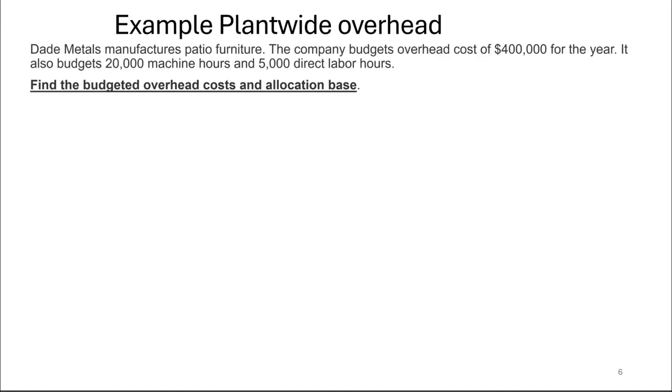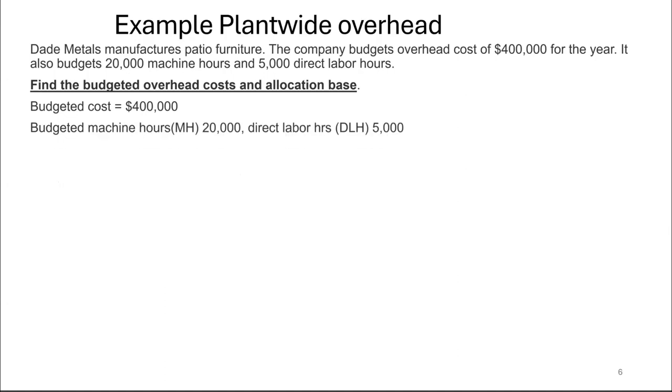So let's take a look at a problem. In this case, we have plant-wide overhead. The first thing I always do whenever I address a problem is look at what I am trying to do and what information I need to solve it, and I write down that information. So we have an overall budget for the year. At the beginning of the year, we budget that overhead is going to be $400,000, and we have the option of using machine hours or direct labor hours.